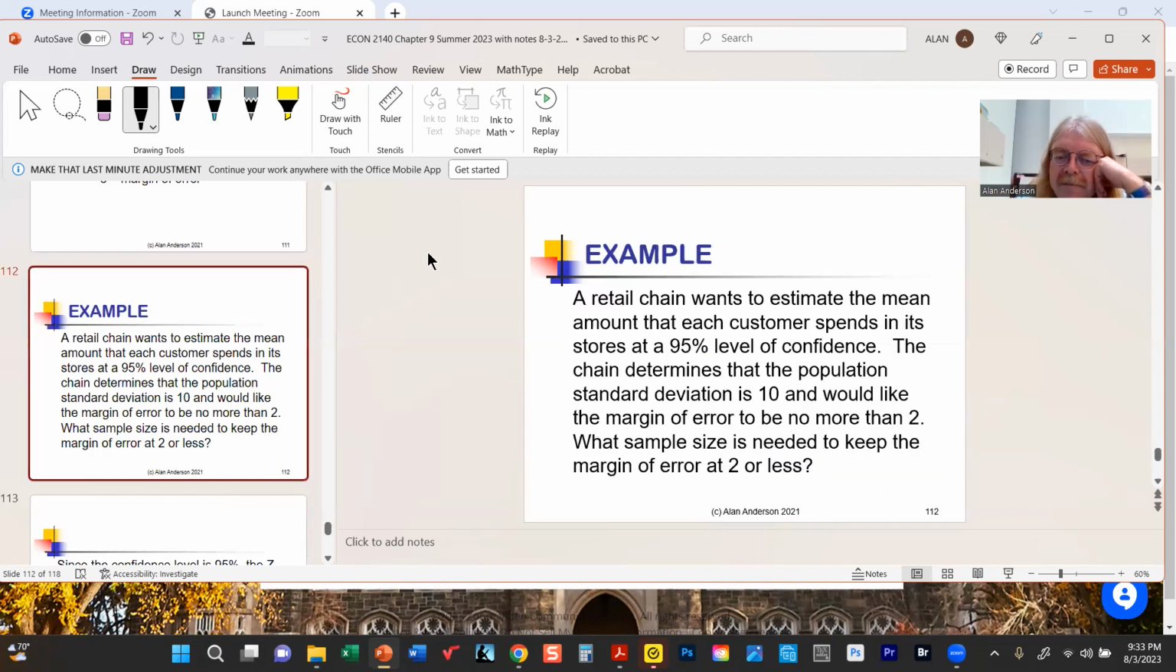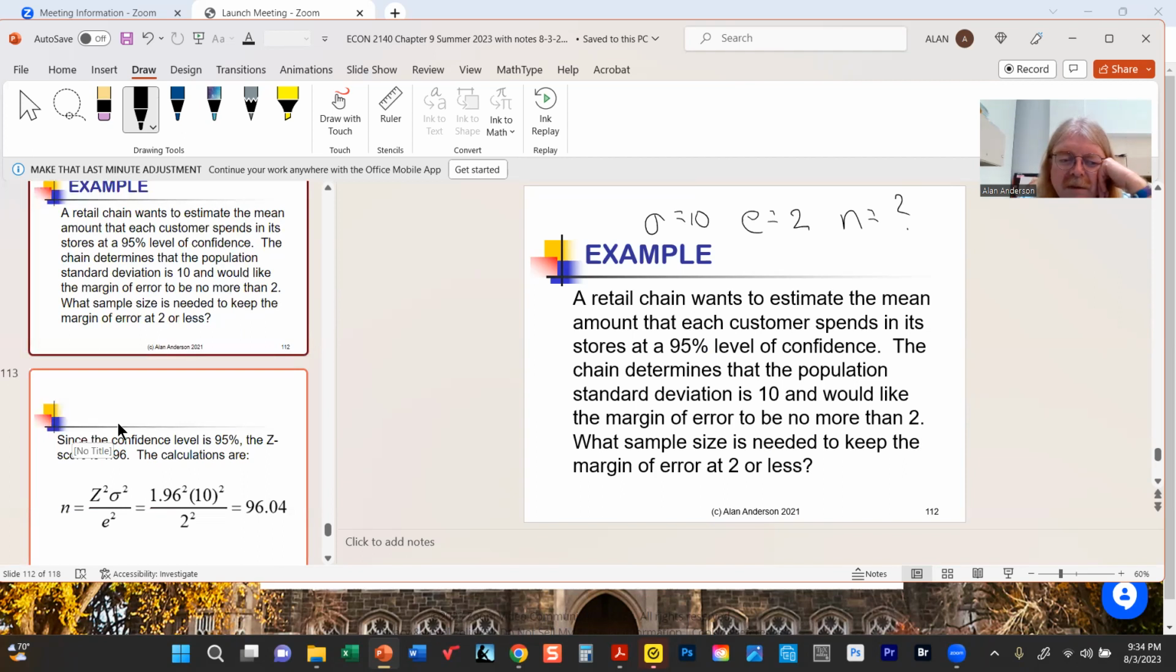So here's what I mean. A retail chain wants to estimate the mean amount that each customer spends in its stores at a 95% level of confidence. The population standard deviation is 10. The margin of error, they would like to keep it at 2 or less. What size sample do I need to make sure that this happens?